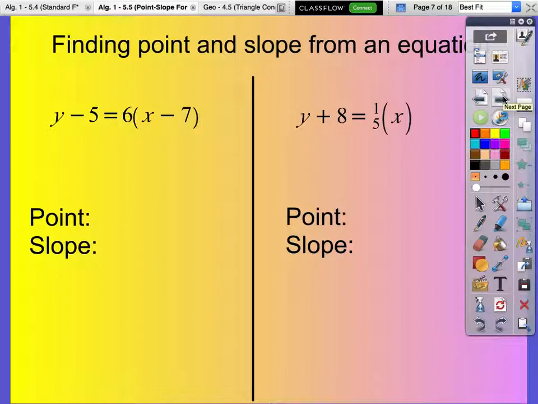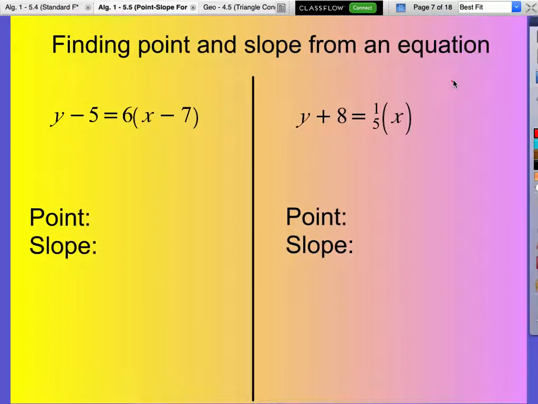Okay, so before we get to that, if we have this equation, I want you to write this down. Write what I'm underlining down right now.